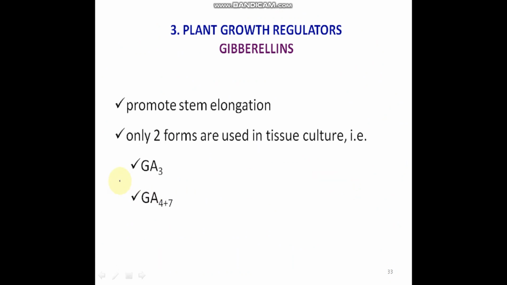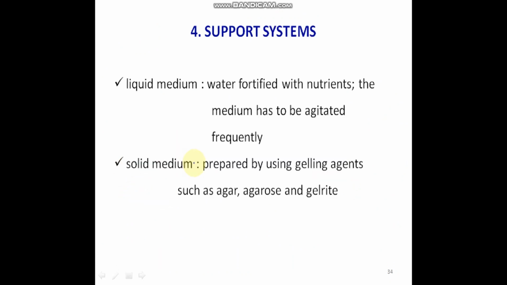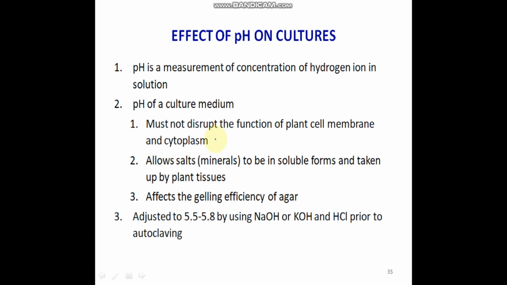And gibberellins promote stem elongation. Support system, like I said, is something that replaces soil, and it helps your plant to stand on its stem. You have agar, agarose, and gel, right? All these you can imagine putting in your kitchen. So basically, that's how it looks. It's the same thing. Next one is the effect of pH on cultures.